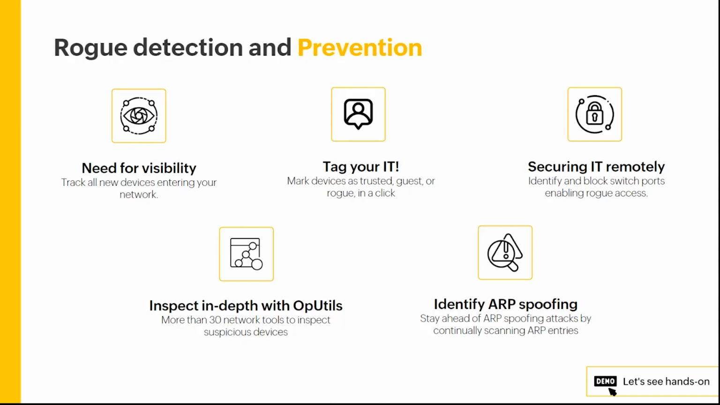Furthermore, OpUtils empowers you with extensive insights. It provides over 30 network tools that allow you to investigate in-depth details regarding the rogue devices attempting to connect to your network. It's important to note that some attackers use sophisticated methods such as MAC address table or ARP spoofing to gain unauthorized access. OpUtils has you covered in this aspect as well. The tool continuously scans ARP entries, enabling the identification and prevention of ARP spoofing attacks, ensuring the integrity of your network. Now let's see how this capability works in the OpUtils console.